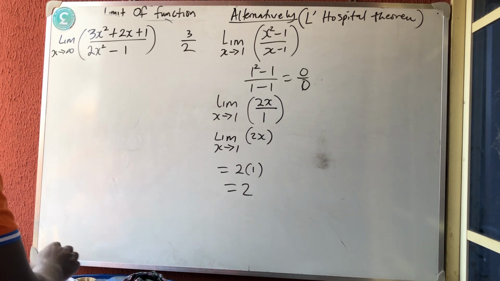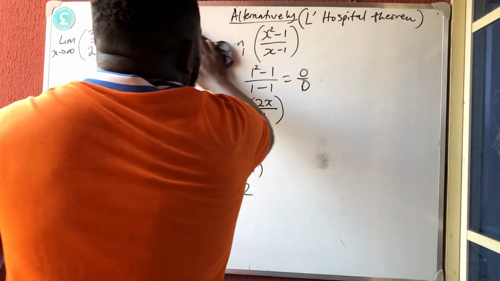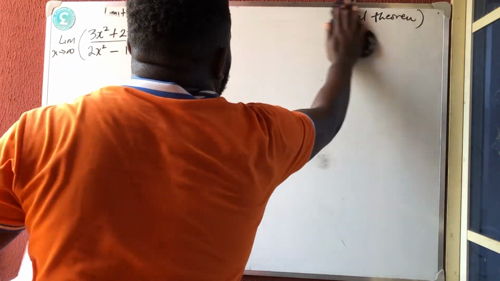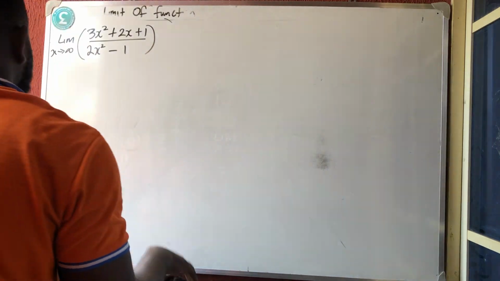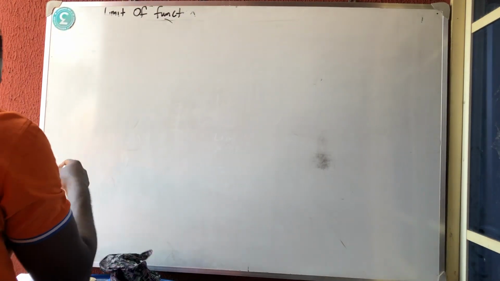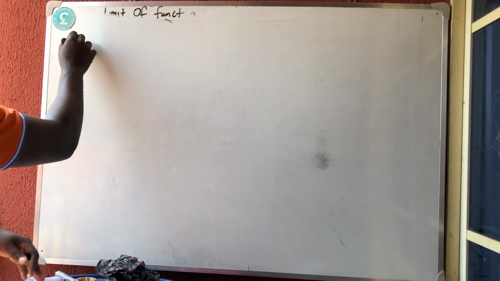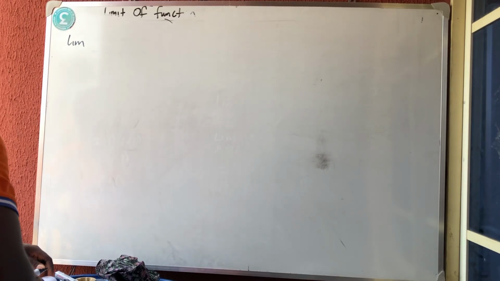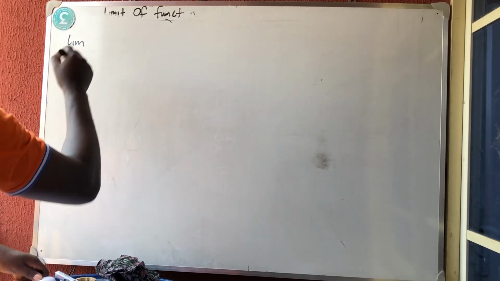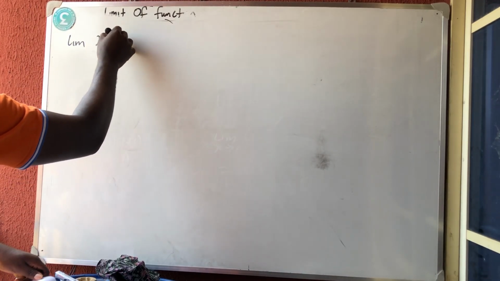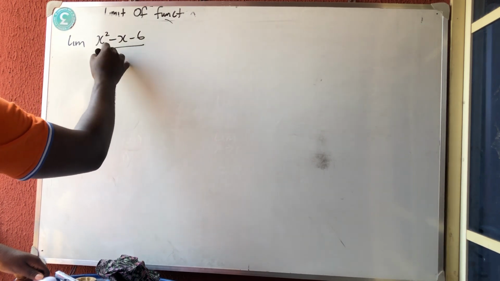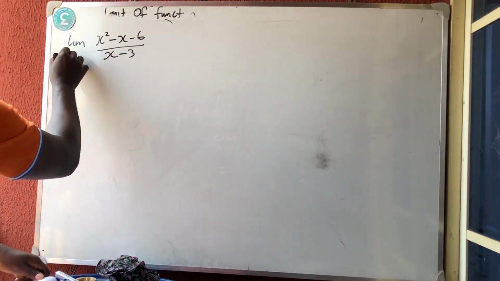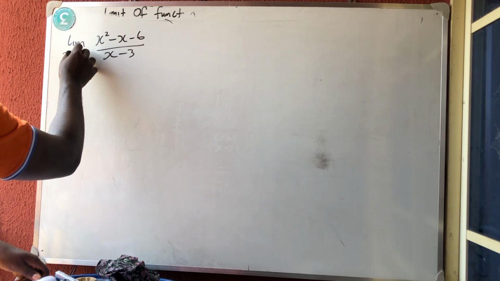Okay. So you can try it yourself, okay? You can try it yourself. So look at another question. Another question now said we should find the limit of (x squared minus x minus 6) all over (x minus 3) as x approaches 3.